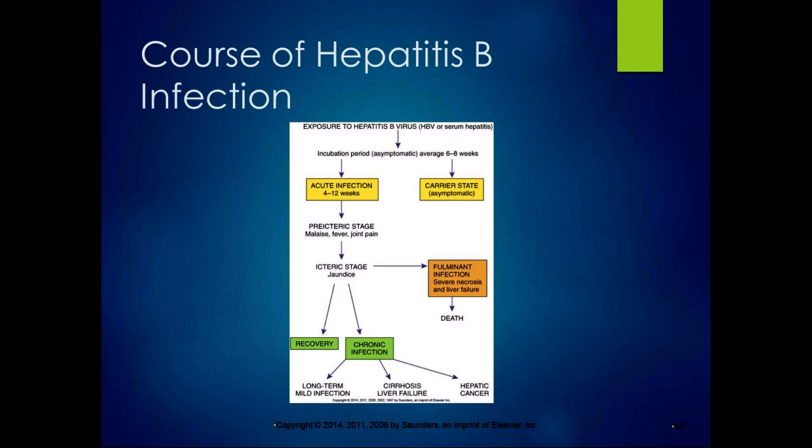So in the book they have the little stages of hepatitis B infection, where the fulminant infection is where it gets really bad, with severe necrosis and liver failure, possibly resulting in death. And then the recovery stages, you can recover completely, or you can develop a chronic infection.